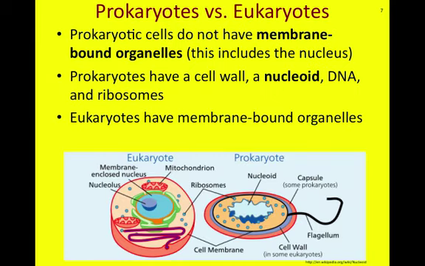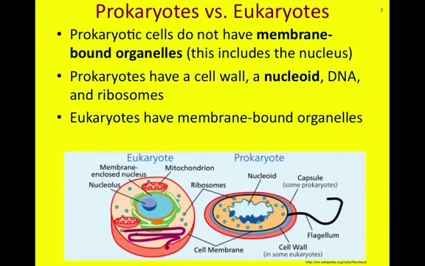Now, there are two major categories of life, and there are actually three major domains that we'll talk about in this chapter. But these two major categories are defined by the type of cells that these organisms possess. And those would be prokaryotic cells and eukaryotic cells. Prokaryotic cells do not have membrane-bound organelles. This includes the nucleus.